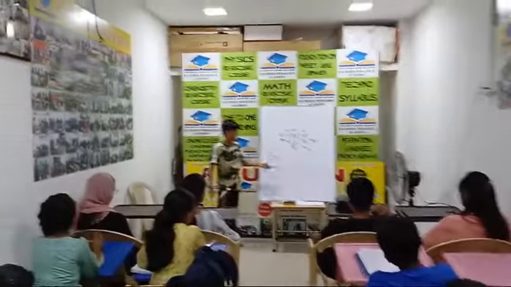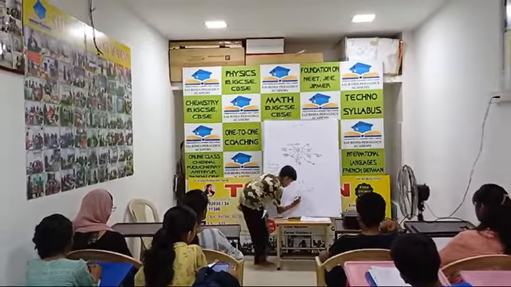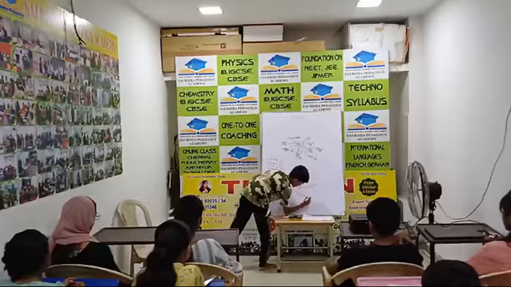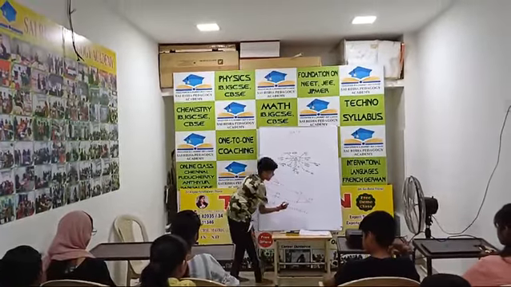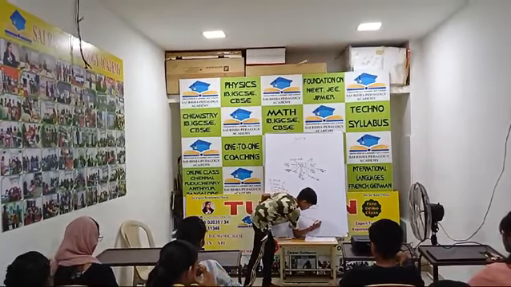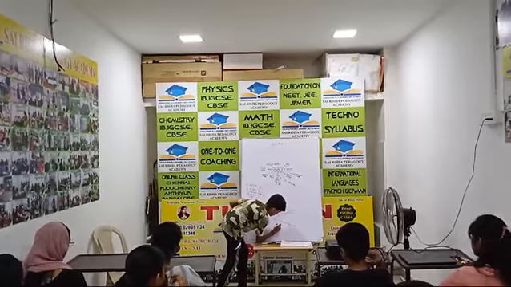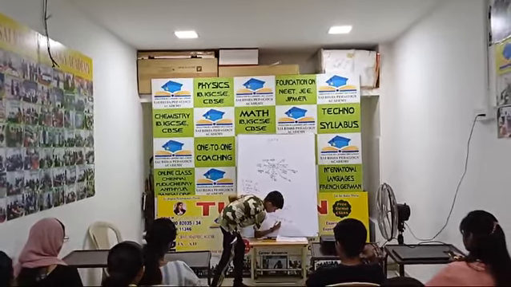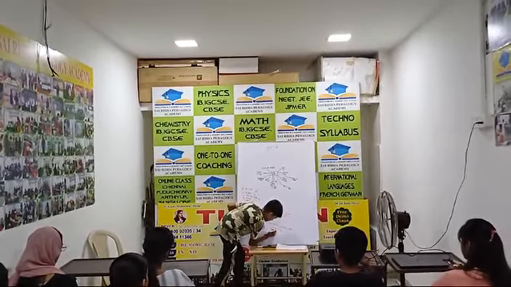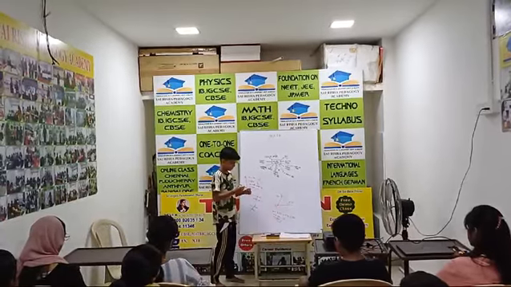We should find A. A plus 125 plus 135. We are calculating the exterior angle, so it is equal to 360 degrees. A is equal to 360 degrees minus 260. A is equal to 100 degrees. So A is 100 degrees.